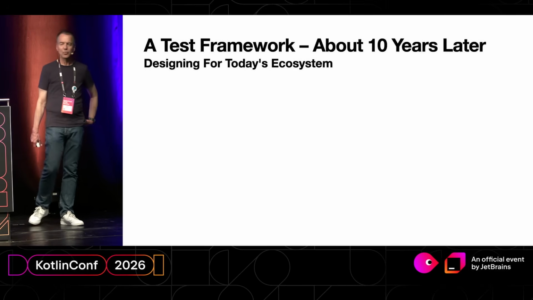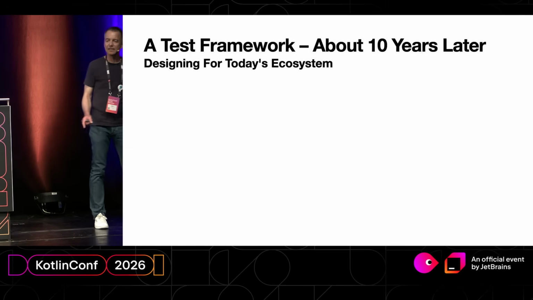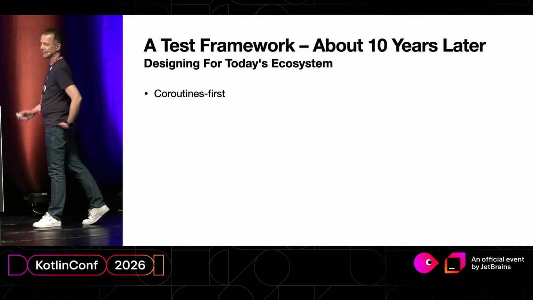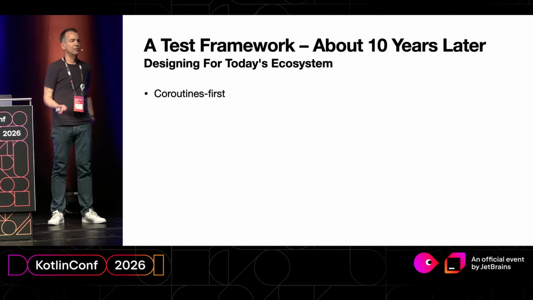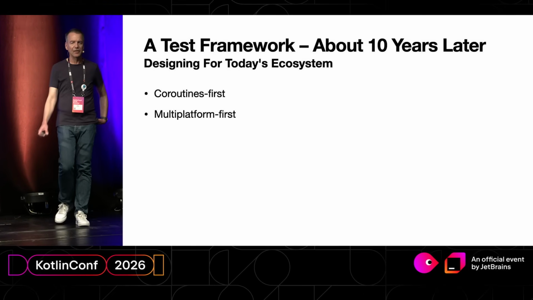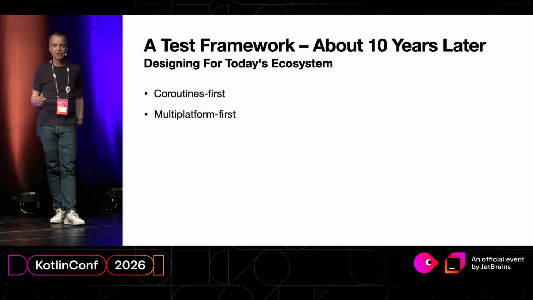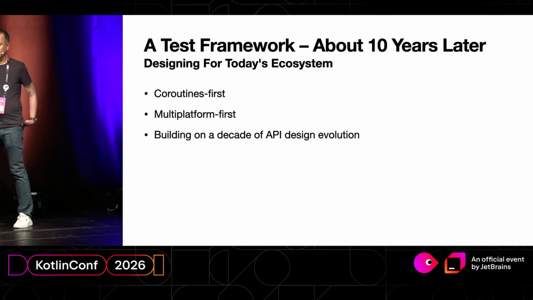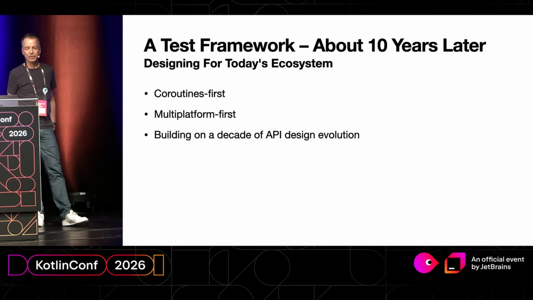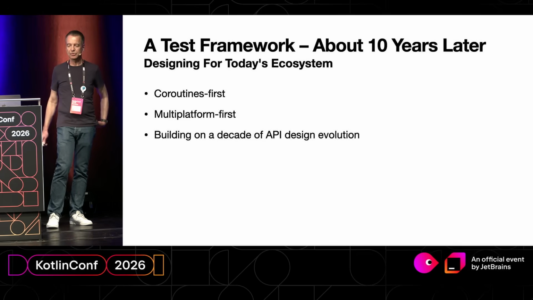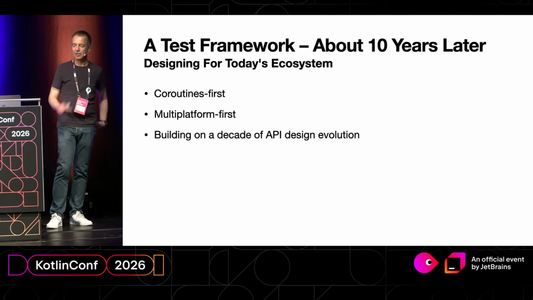Think about what we would do if we were designing a test framework for today's ecosystem. We certainly have coroutines first there because they're now everywhere in Kotlin. We'd also have a framework that's multi-platform first, not as an add-on. But what's maybe the most important, we could build on a decade of API design evolution. So now we know how to use Kotlin in the right way.